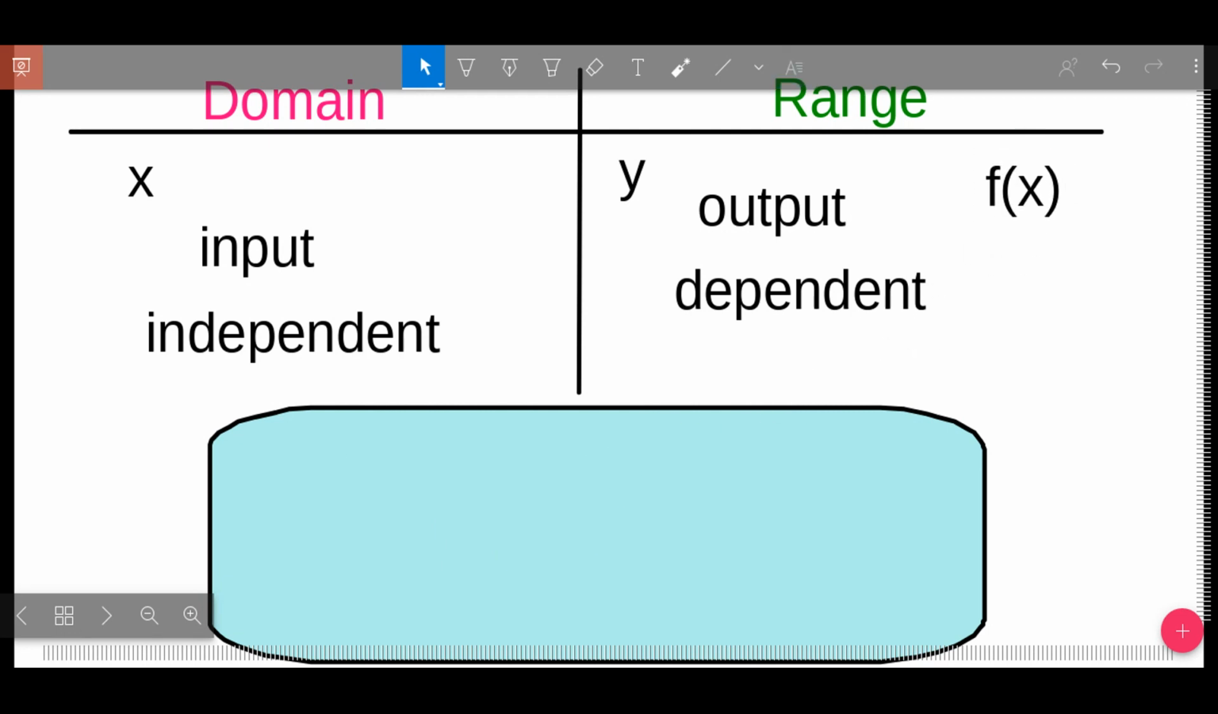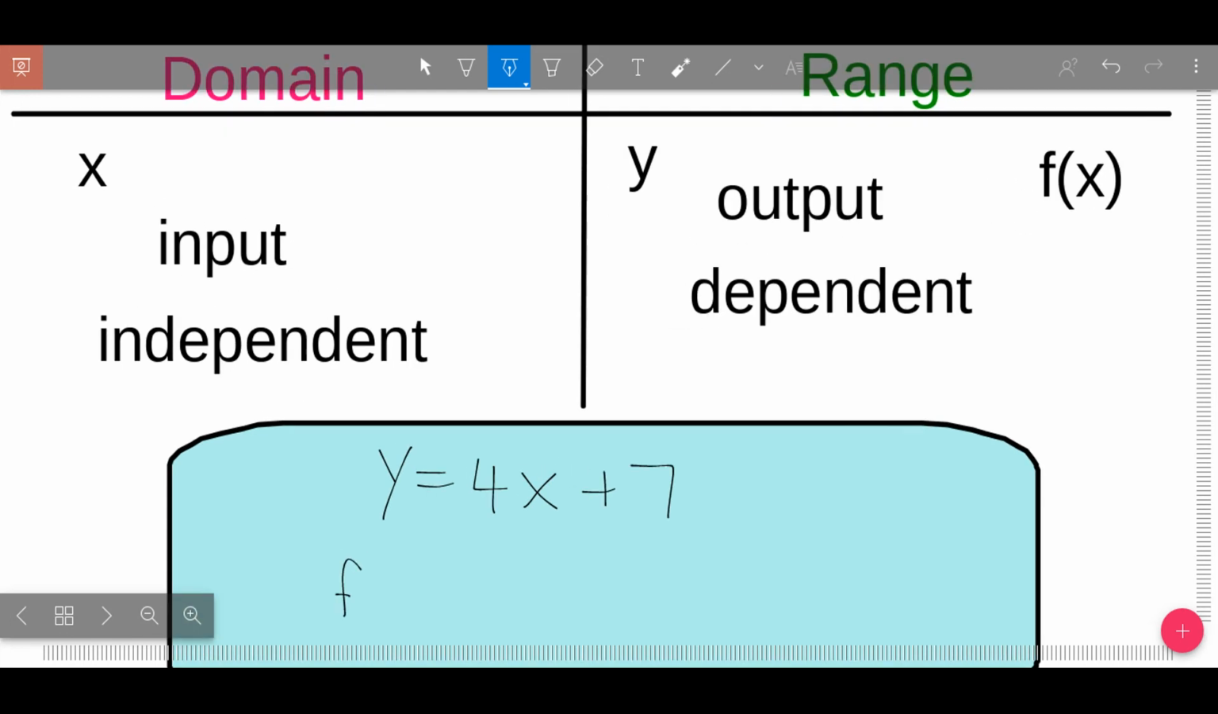In fact, in some mathematical circles, quite a lot of the time, you will see them use the y value and the f of x interchangeably. So you may see f of x equals 2x plus 5, but that's exactly the same as y equals 2x plus 5. So you might see y equals 4x plus 7, but that's exactly the same as me writing f of x equals 4x plus 7. You can use these terms interchangeably. It doesn't make a difference.